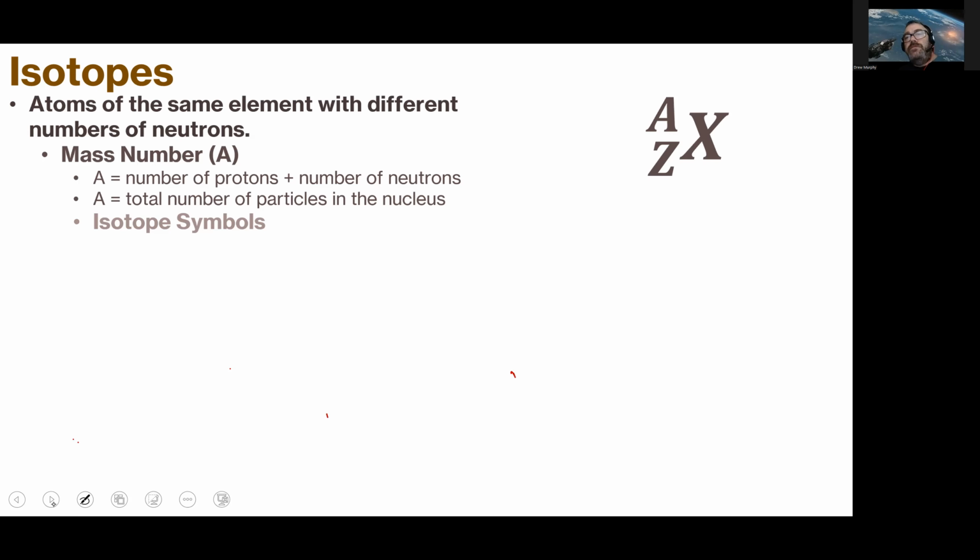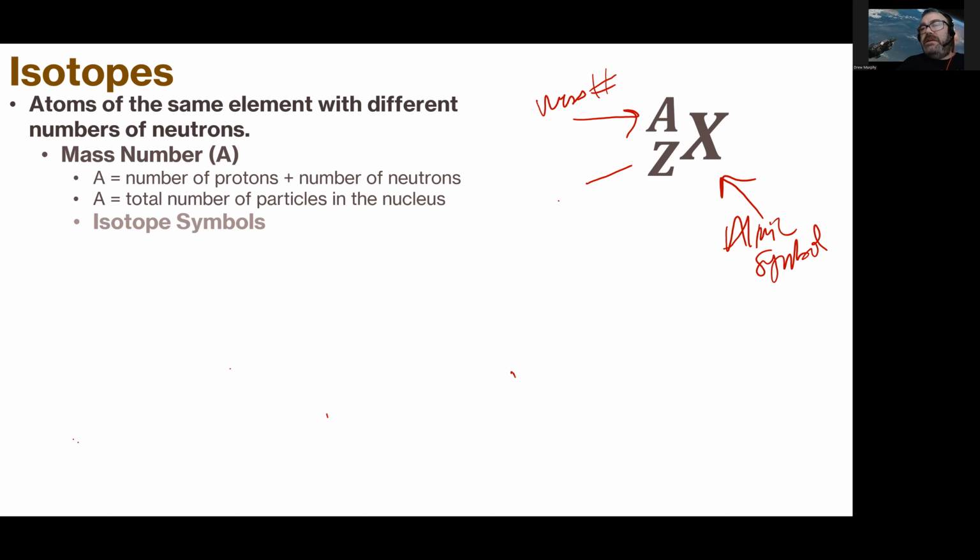When we're thinking about isotope symbols, it's one extra layer of information beyond just the atomic symbol. This is our generic format. X here is whatever our atomic symbol is. I'll work some examples of these as we go too. A here, as we just saw, is our mass number, and Z here is our atomic number. It sets us up to be able to figure out neutrons quite easily.